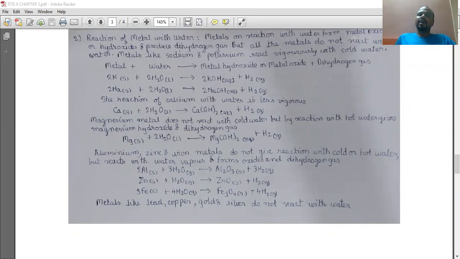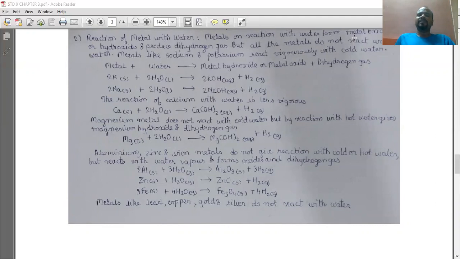Metals like sodium and potassium react vigorously with cold water. The general form of it is: metal when reacts with water gives you metal hydroxide or metal oxide plus dihydrogen gas. That is 2K plus 2H2O gives you 2KOH plus H2. Next equation is 2Na plus 2H2O gives you 2NaOH plus H2.